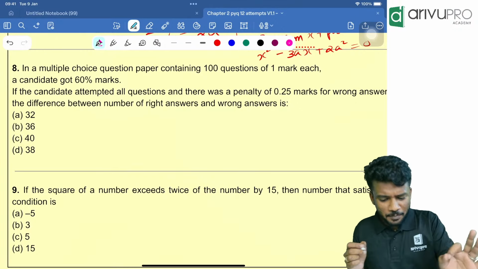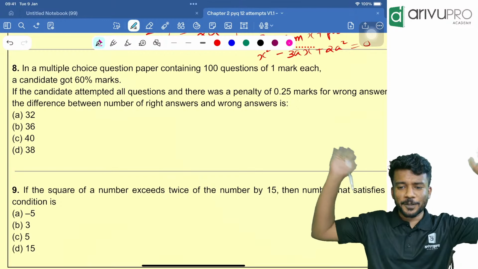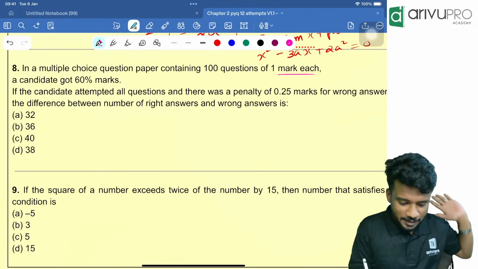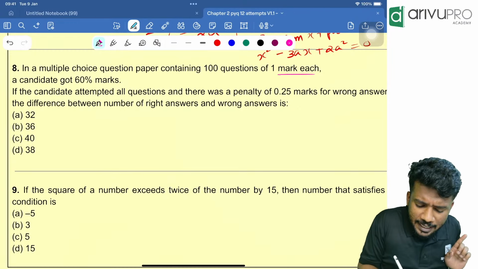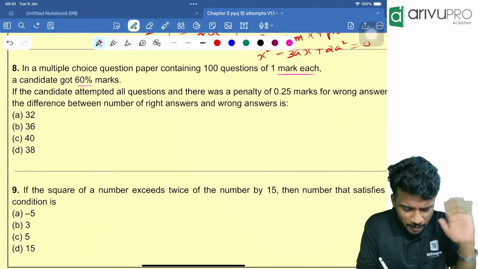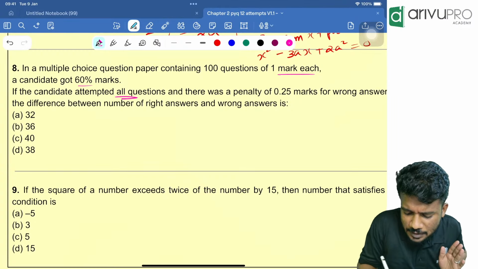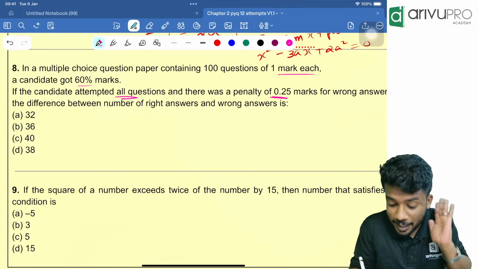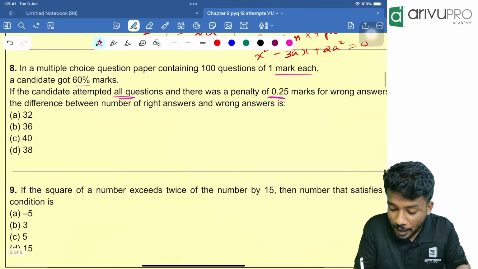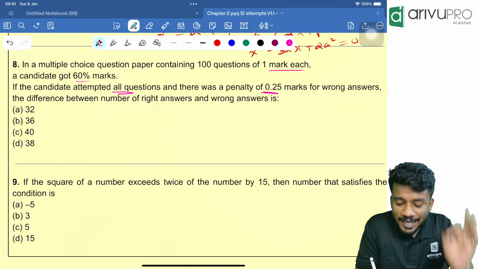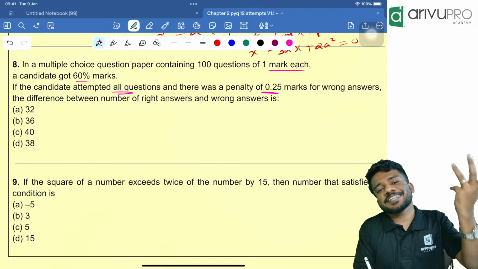Multiple choice question paper contains 100 questions. So, in total, how many questions are there? 100 questions, 1 mark for each, just like your exam. A candidate got 60 marks. Okay, 60% marks means 60 marks. If the candidate attempted all the questions and there was a penalty of 0.25 marks for wrong answers, the difference between the number of right answers and wrong answers is how much is the question.